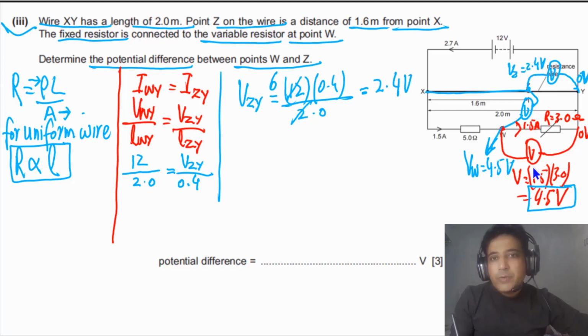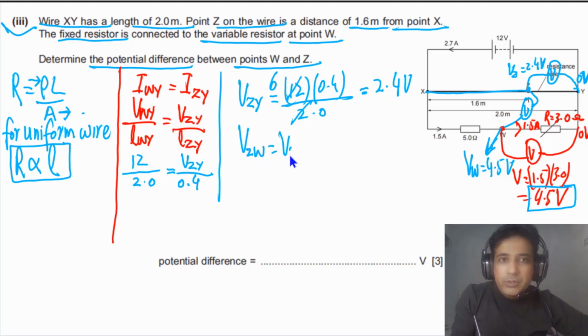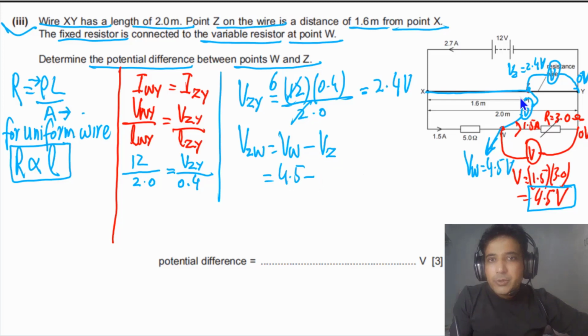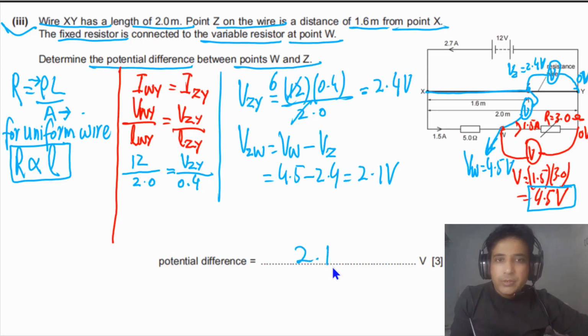And now we need to find the difference between these two. So we can say the difference between point Z and W will be equal to the potential at point W minus the potential at point Z. Potential at W we have that is equal to 4.5 and potential at Z we have that is equal to 2.4. So we will get the final answer in this case, 2.1 volts. So this is the potential difference between point W and point Z. So the answer is 2.1 volts.